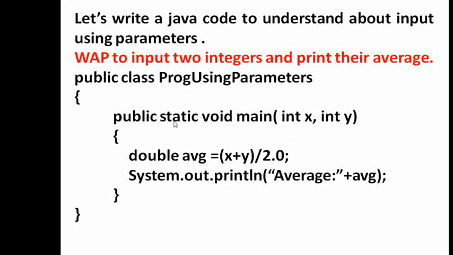After that, the main method opens, inside which I am calculating average. That is double average is equal to, the two numbers are in x and y, so I am adding it up and dividing it by 2.0 because I want the answer to be in double. And then I am printing the average with message, closing the main method and closing the class.